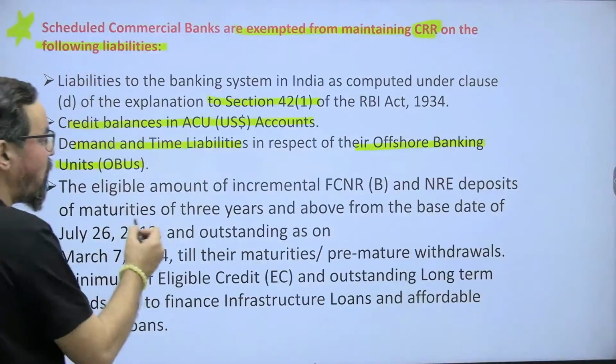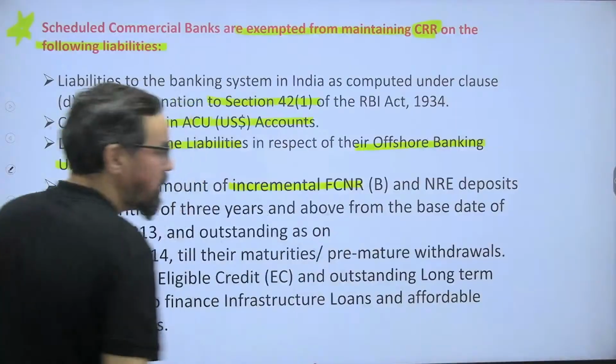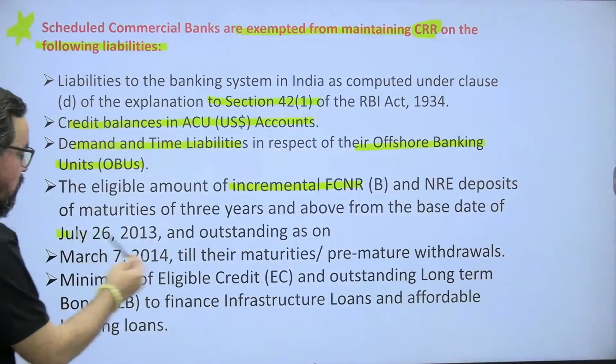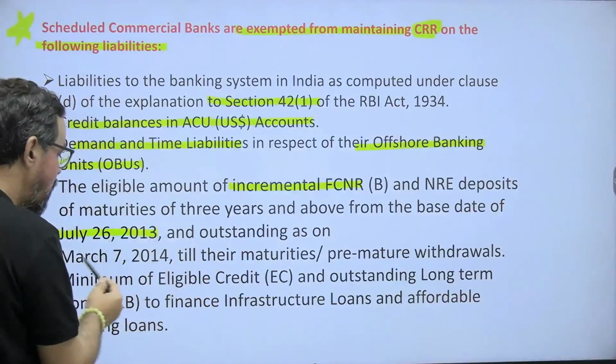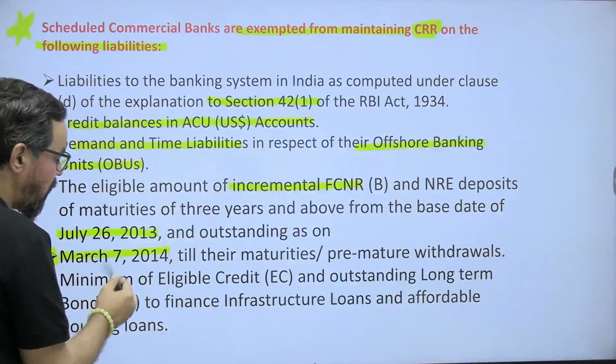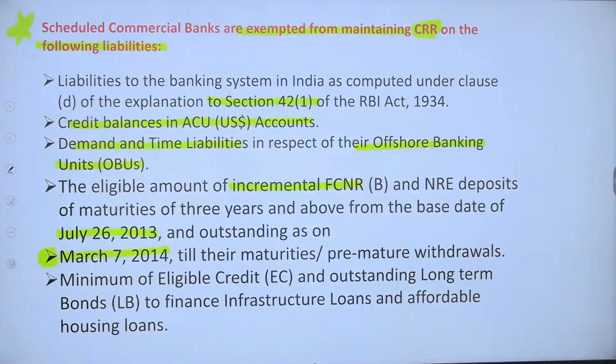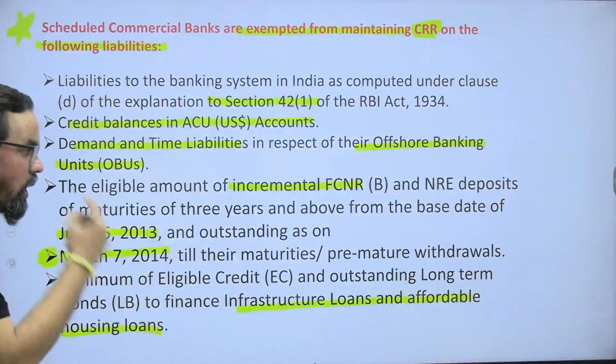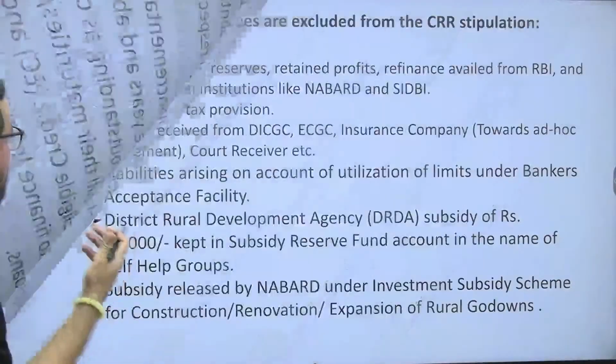The eligible amount of incremental FCNR and NRE deposits of maturity of 3 years and above from the base date of July 26, 2013 and outstanding as on 7th March 2024 till their maturities or pre-withdrawals. Maximum of eligible credit and outstanding long-term bonds to finance infrastructure loans and affordable housing loans. Apart from this we also have some other areas.